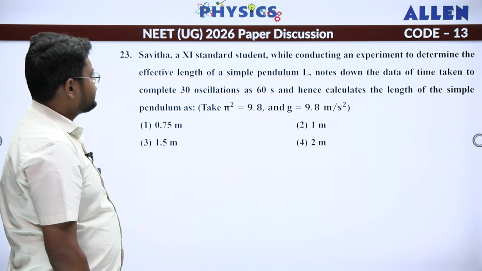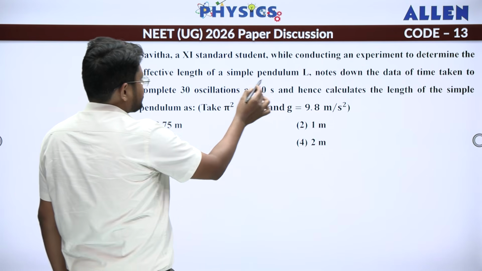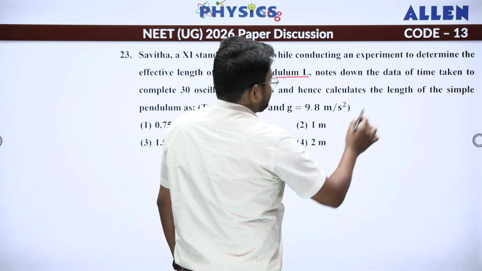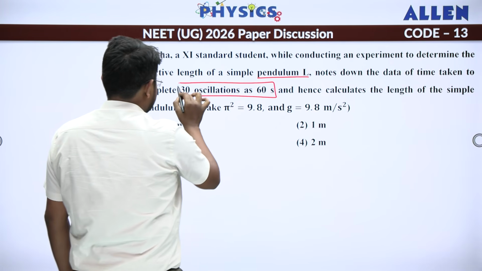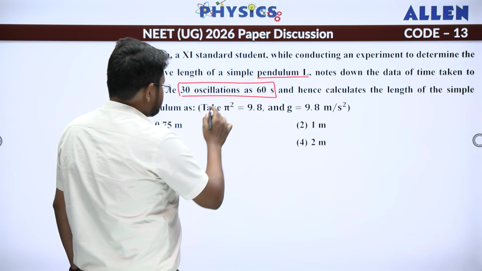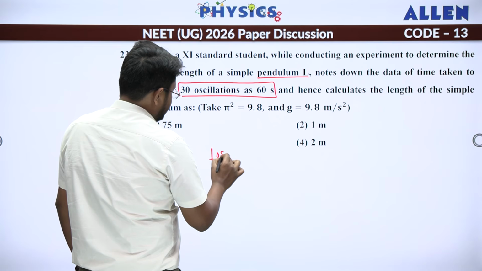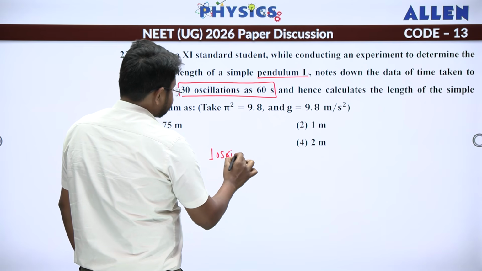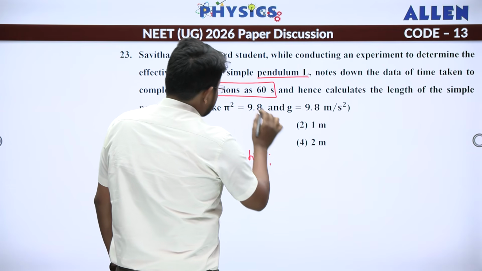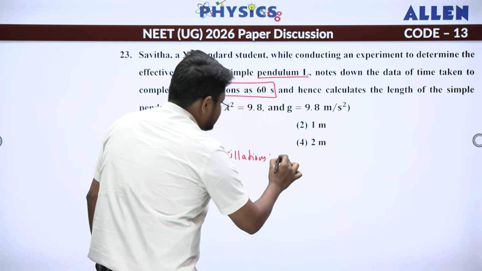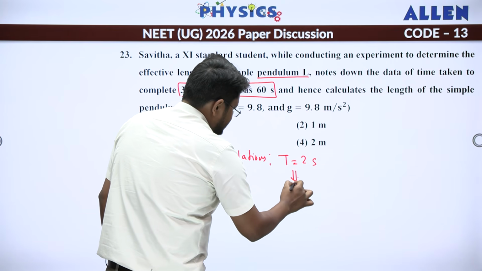Question number 23. While conducting an experiment to determine the effective length of a simple pendulum, the data noted is that the time taken to complete 30 oscillations is 60 seconds. So that means the time taken to complete one oscillation is 2 seconds. That is nothing but the time period. Time period 2 seconds is known as the second pendulum.